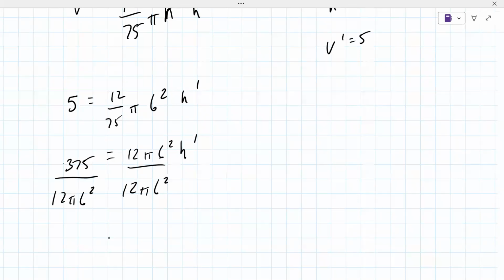And then units. Units are very important. It's asking how fast is the water level rising. That's feet per minute. Any questions on that? No, I don't think so. Okay. Number 2 then.